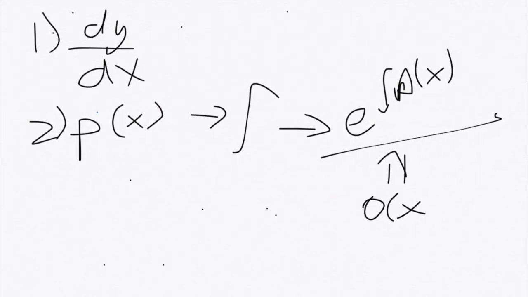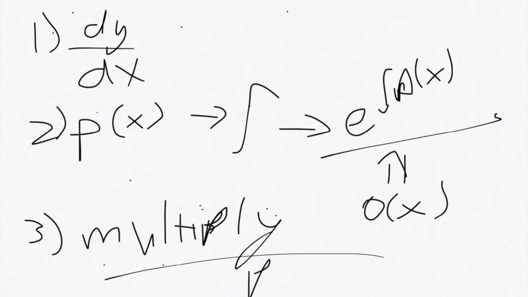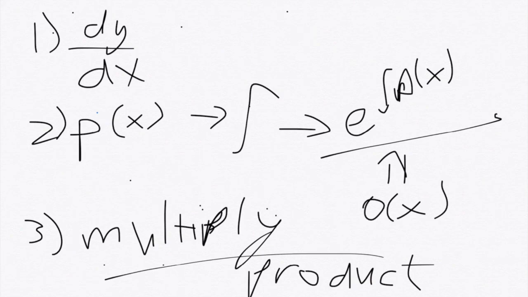You can use any letter. Remember, right there we're going to multiply, and then use the product rule. Reverse the product rule essentially. That's the whole point of using the integrating factor. We just integrate both sides after that, and we solve and isolate for y. And that is using the integrating factor.